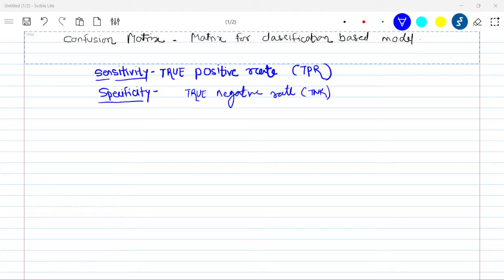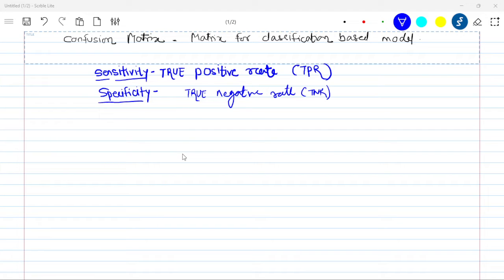Now when we want to calculate the true positive rate or the true negative rate, then there are a few formulas we have to follow. But before the formula, we have to understand what is sensitivity and what is specificity. So you can alternatively call sensitivity the true positive rate and specificity the true negative rate.